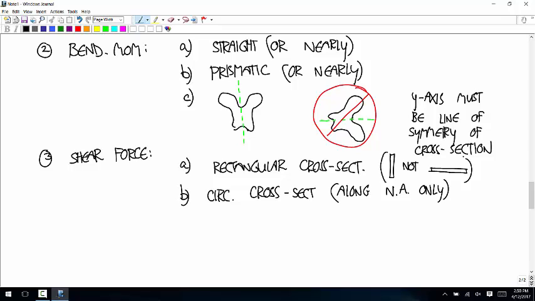For torsion, we haven't done it yet, so I'll talk about it. It has to be round, I think. It has to be round or thin-walled. Okay, that's all.